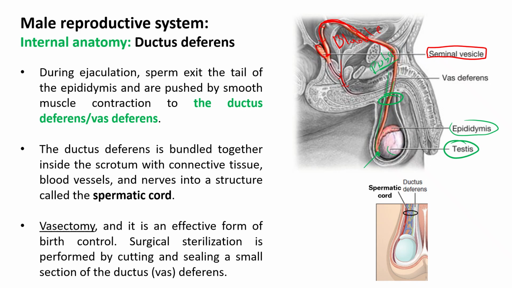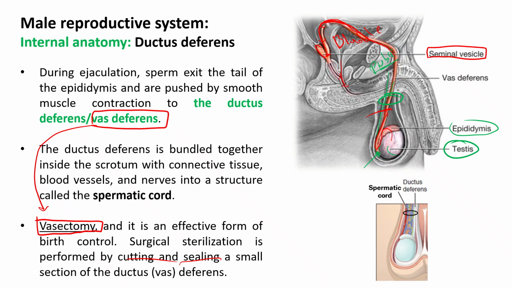Also important as a procedure of birth control in a male is this procedure called vasectomy. We just learned that that tube is called the vas deferens. Vasectomy is the procedure in which this vas deferens is cut and sealed, and therefore it prevents the sperm from reaching the other portions of the vas deferens.